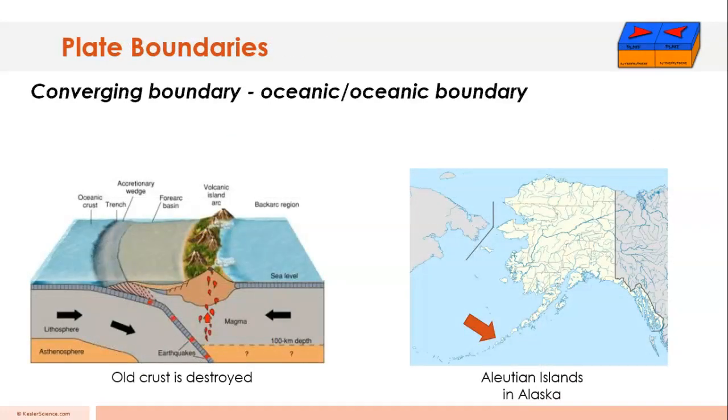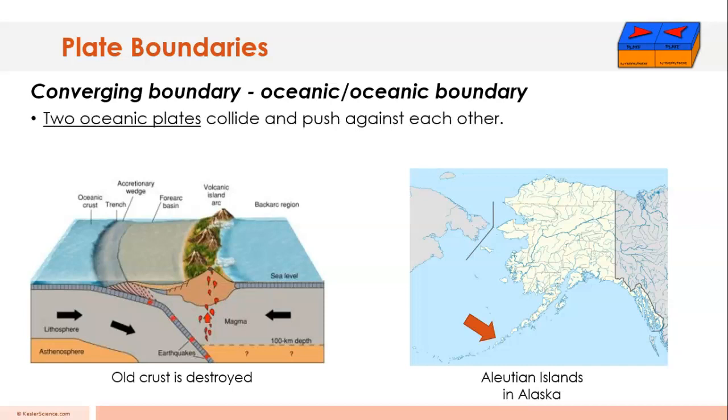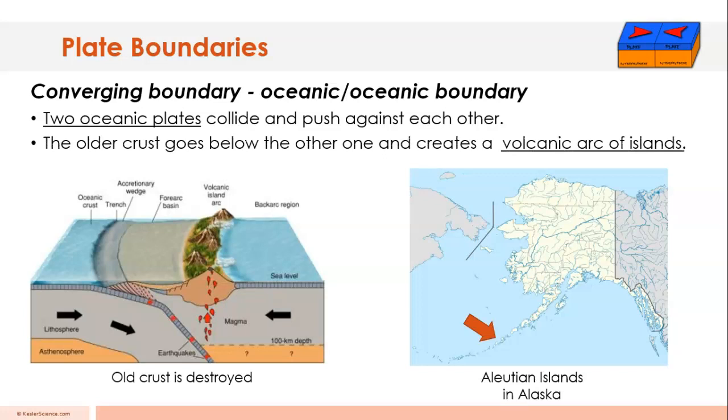All right. Finally, we're going to talk about converging boundaries of oceanic crust and oceanic crust, or oceanic plate and oceanic plate. When they collide, they push against each other. The older crust subducts or goes below the other one. The older crust has been compressed for more time, and therefore it is more dense. And this can create a volcanic arc of islands. The Aleutian Islands that form the tail of Alaska, I don't know how else to describe it other than a tail, you can see it there in the map, are believed to have been formed because of two oceanic plates colliding.